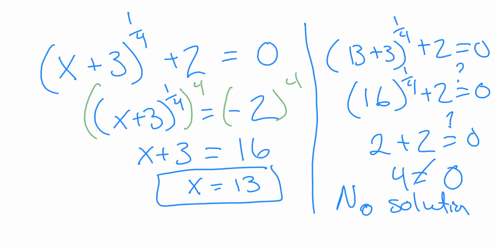Okay. And you can kind of see that when you actually go back to this original thing. We have this stuff plus 2 equals 0, which means that this stuff has to be -2, but nothing to an even power or an even root can be negative. So there's no real number that's going to be negative here. Okay, so no solution.